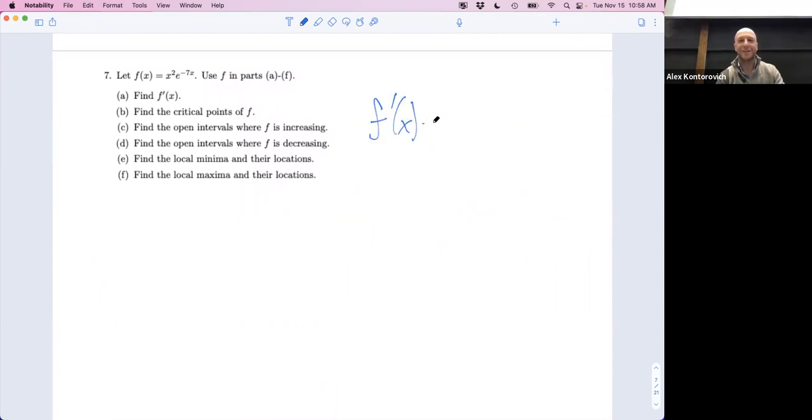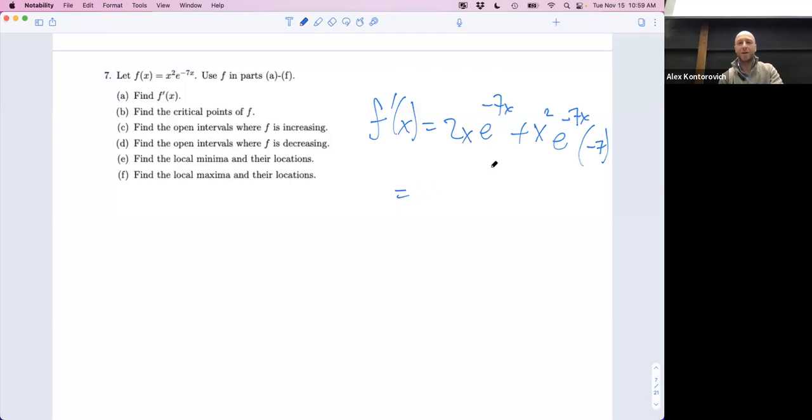So let's do it. There's an x squared, so I'll differentiate that first: 2x e to the -7x, plus I'll leave the x squared alone, and I'm differentiating e to the something. That's e to the something, and then the chain rule: the derivative of -7x is -7.